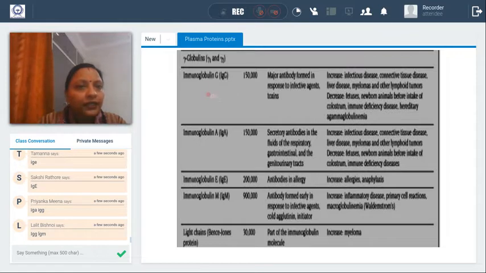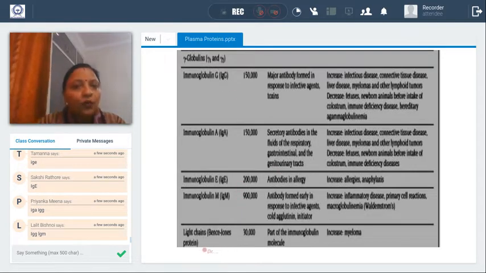Another important category is gamma globulins, gamma 1 and gamma 2: immunoglobulins G, IgG, you all know, IgA, IgE, IgM, and light chain Bence-Jones protein. So these are important immunoglobulins, or we can say gamma globulins. You will study these immunoglobulins or gamma globulins in microbiology. IgG, IgA, IgE, IgM, and Bence-Jones protein.